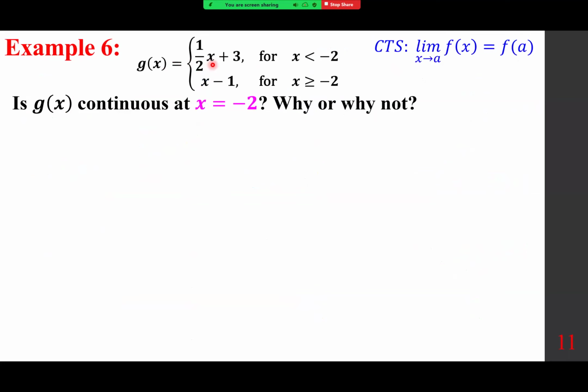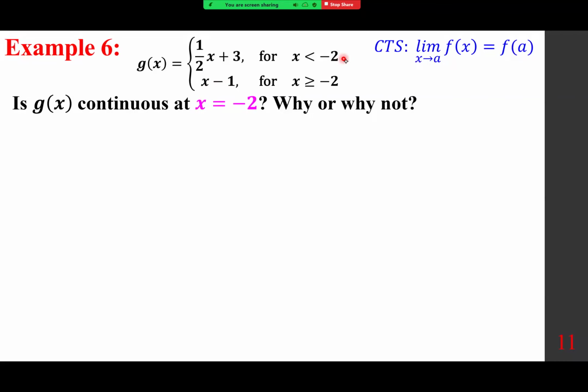G of x is defined as 1/2 x plus 3 for x less than -2 and x minus 1 for x larger than or equal to -2. Is G of x continuous at x equals -2? If not, why not? First and foremost, why are we looking at x equals -2? You can think of this function as y equals 1/2 x plus 3, and this function as y equals x minus 1. Each one is a linear function, which means their domain is from negative to positive infinity, and both pieces are continuous. So the only one that you have to check is the endpoint.